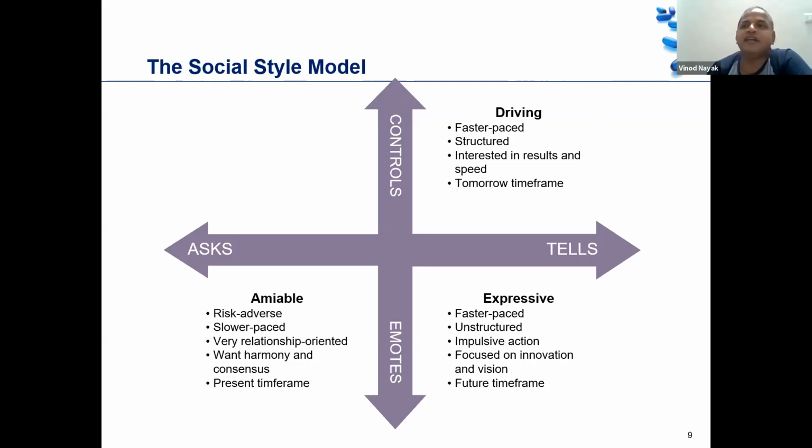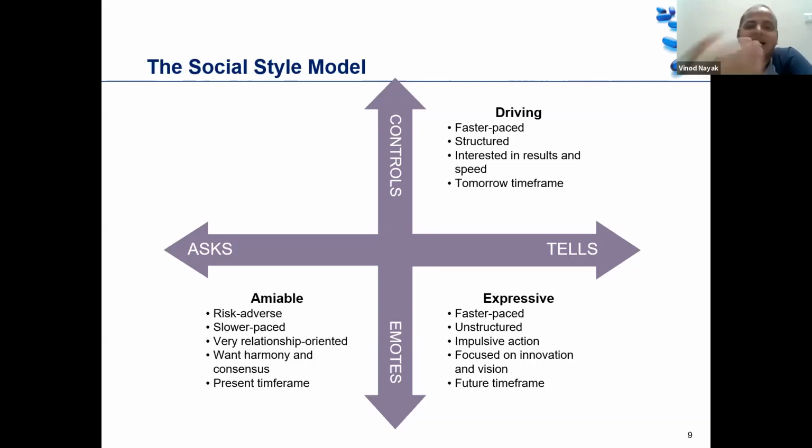So the way of communication will be very slow. They are very much people oriented, relationship oriented. They don't want to spoil any relationship because of any decisions they take. They want a harmonious relationship. They want to have a consensus between each and every party, and they actually think about what is present today. They think in the present time frame.